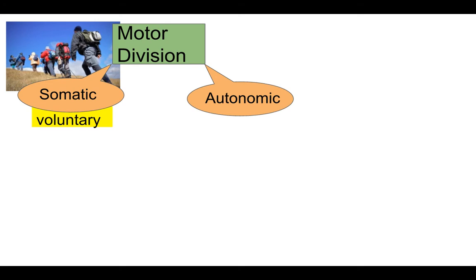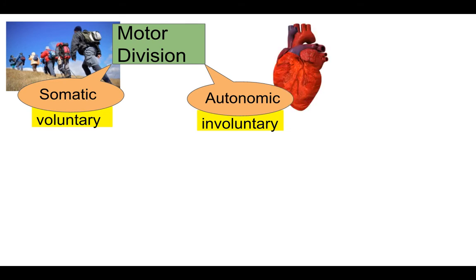Auto meaning automatic kind of thing. So that's how I remember that, is the autonomic nervous system is sort of automatic. It's involuntary. You don't think about it, such as your heart beating. That does that even when you're sleeping or whatever. You don't have to think about that.